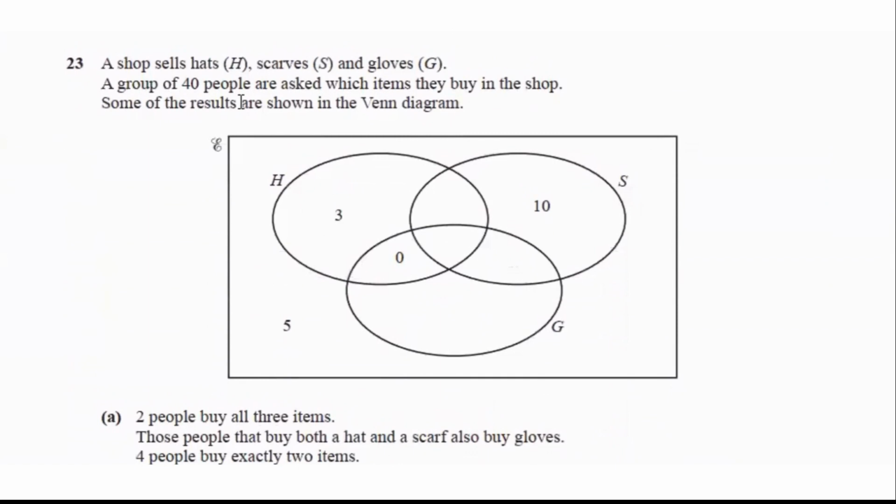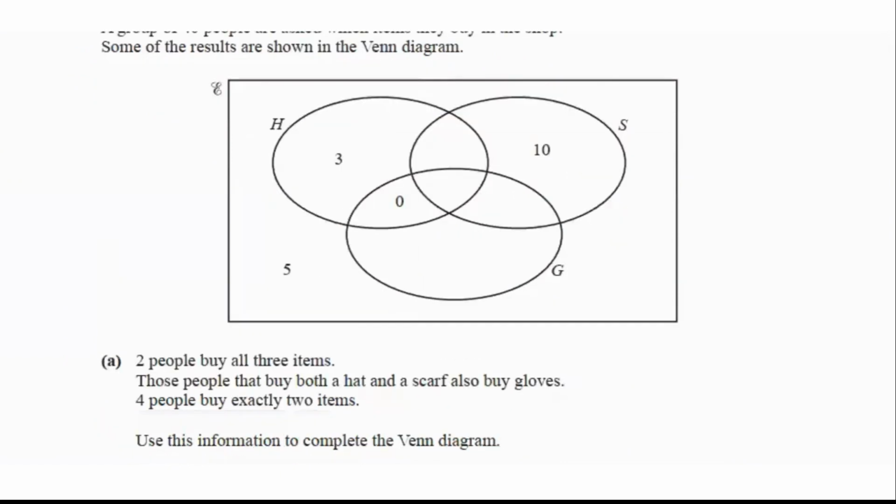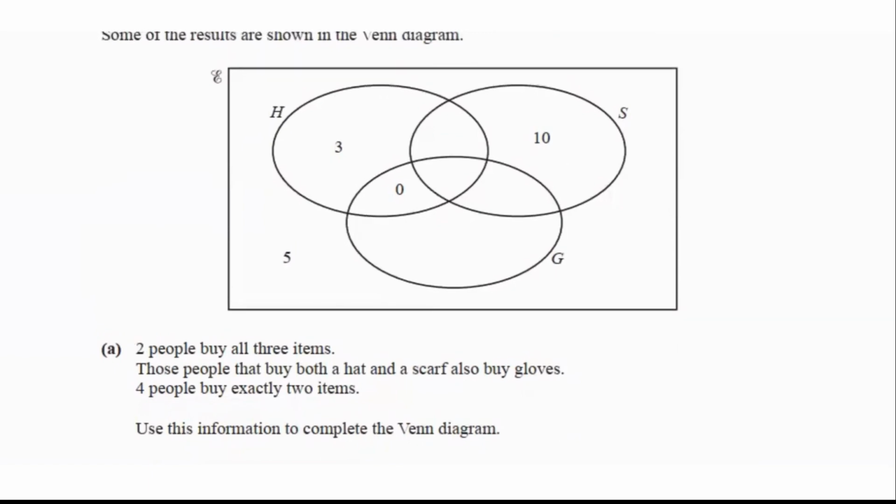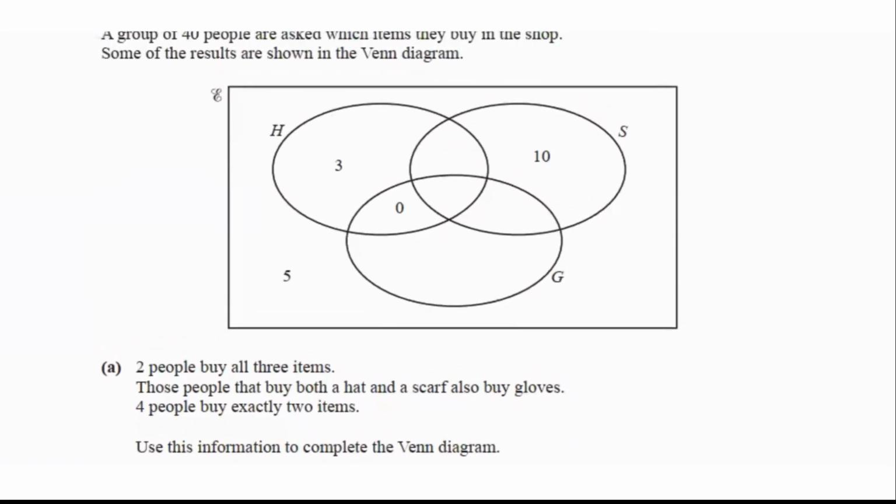Question 23 says a shop sells hats, scarves, and gloves. A group of 40 people are asked which items they buy in the shop. Some of the results are shown in the Venn diagram. 2 people buy all 3 items. Those people that buy both a hat and a scarf also buy gloves. 4 people buy exactly 2 items. So we have to complete this Venn diagram.